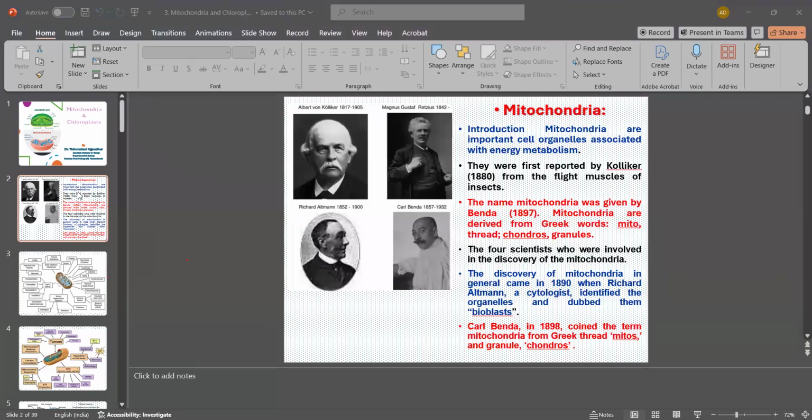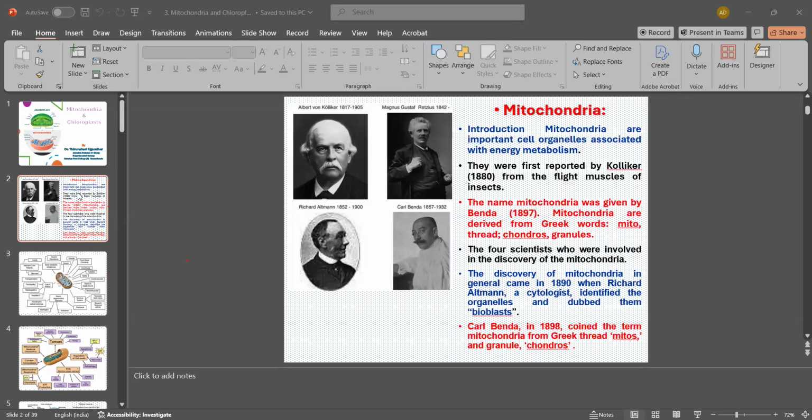Mitochondria are important cell organelles associated with energy metabolism, the powerhouse or energy currency of the cell that releases ATP. In the plant cell, only two types of organelles are self-replicating: the first is mitochondria, the second is chloroplast. Both have their own DNA present.